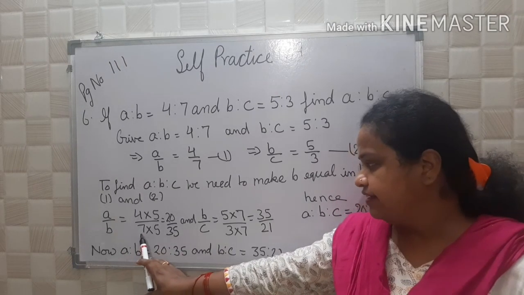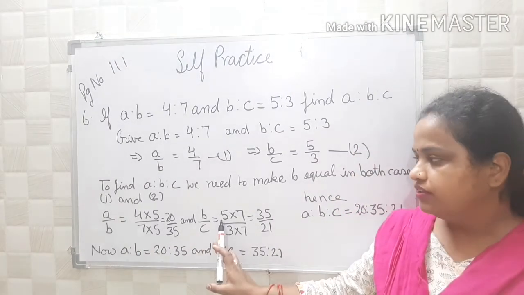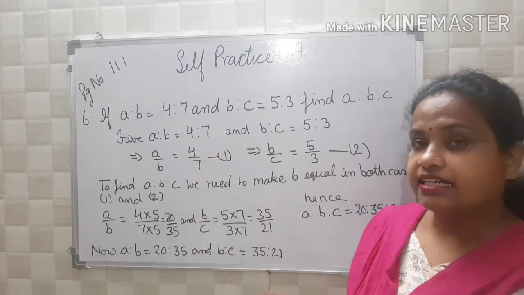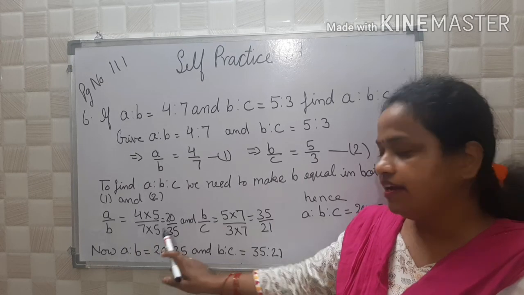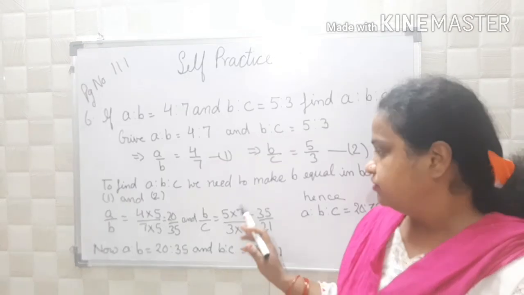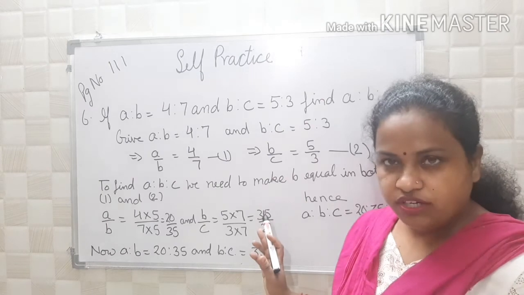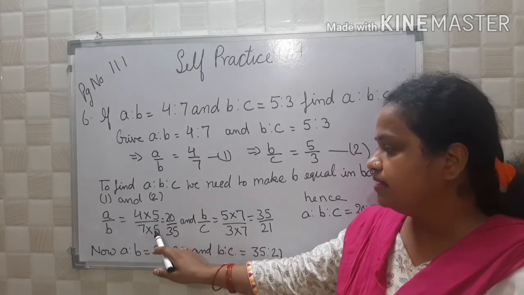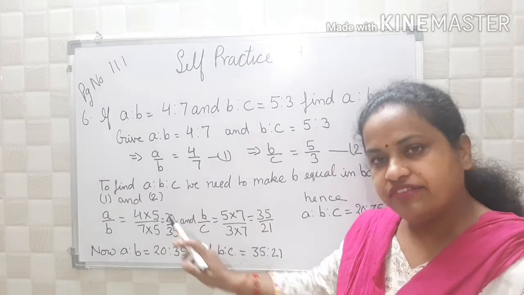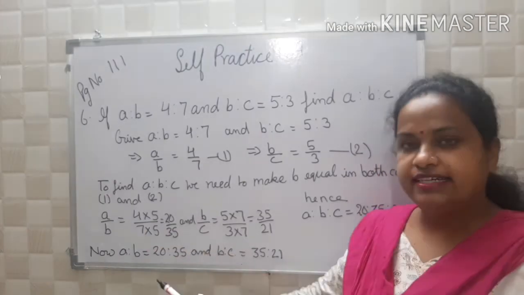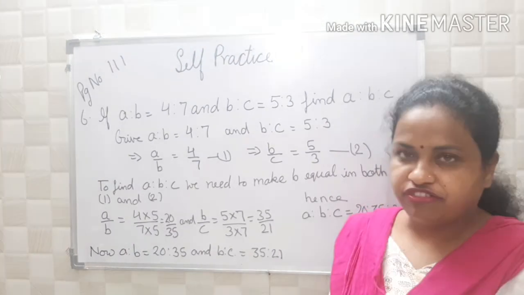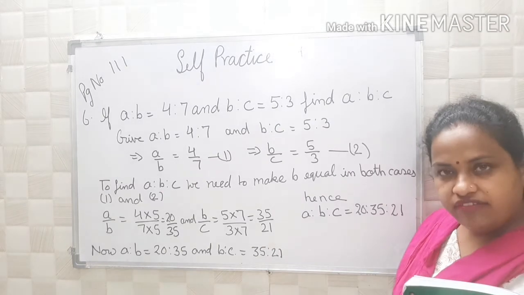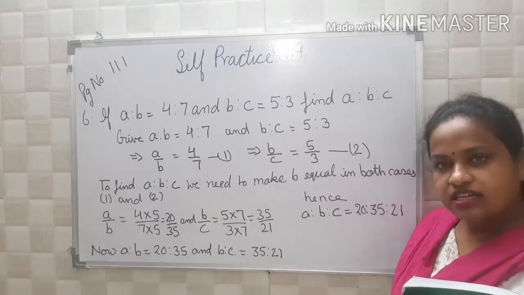You see here 7 and here it is 5. So both are prime numbers. So if you multiply each other, 7 5s are 35 and here also 5 7s are 35. So here both ways you will get 35 only. Now make it equivalent upside also. So if you are multiplying 5 here, you have to multiply 5 here also. So 4 5s are 20 and 7 5s are 35. Same way here also B upon C, 5 7s are 35 and 3 7s are 21.